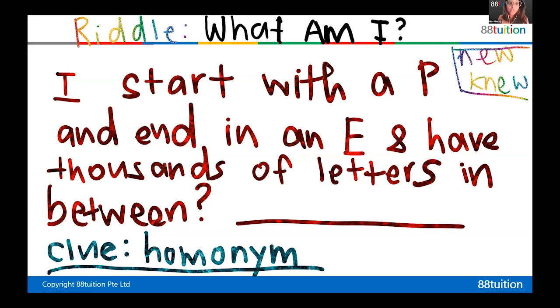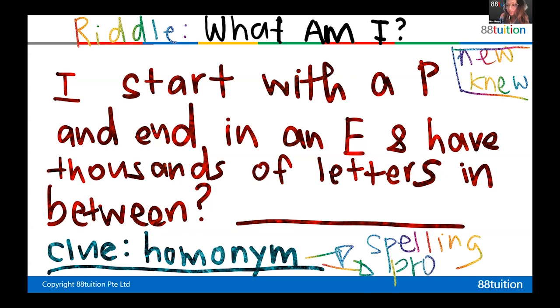That's a homophone. Now, a homonym, on the other hand, is when they are spelled the same. Okay, so the spelling is the same. Pronunciation is also the same. However, the meaning is different. That is a homonym. That's the difference.